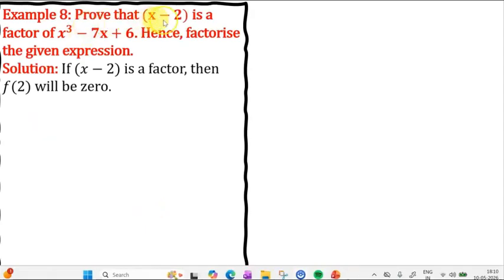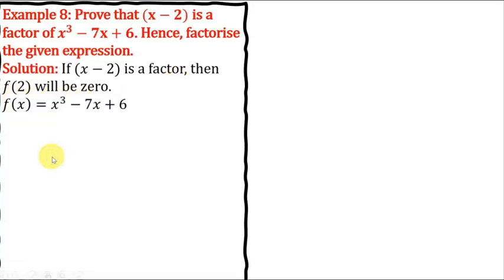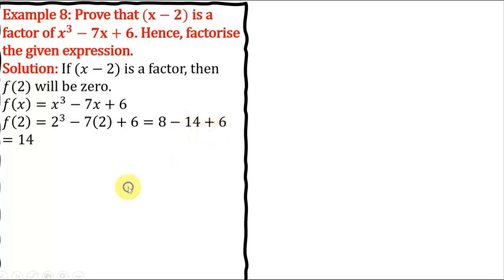Next example: prove that x minus 2 is a factor of x cube minus 7x plus 6. Hence, factorize the given expression. If x minus 2 is a factor, then f of 2 will be 0. Therefore, f of x is equal to x cube minus 7x plus 6. Okay, therefore f of 2 is equal to 2 cube minus 7 into 2 plus 6. 2 cube means what? 8. 7 into 2, 14 plus 6. If we simplify, 14 minus 14, that's equal to 0. Okay, and that is the remainder.